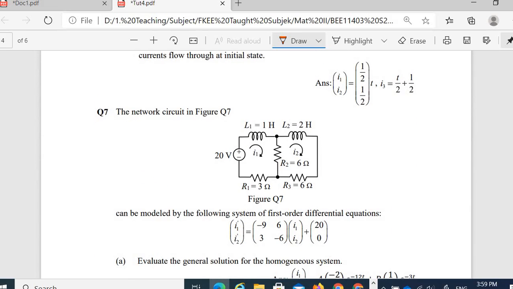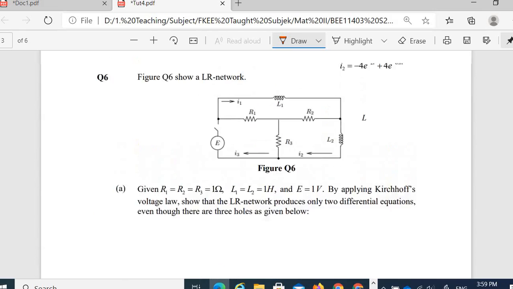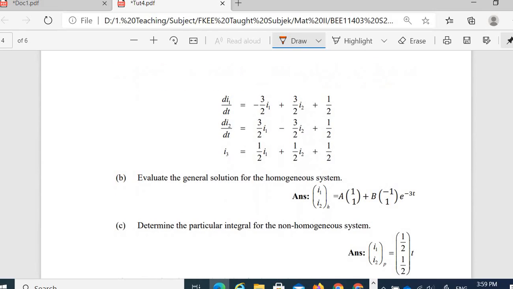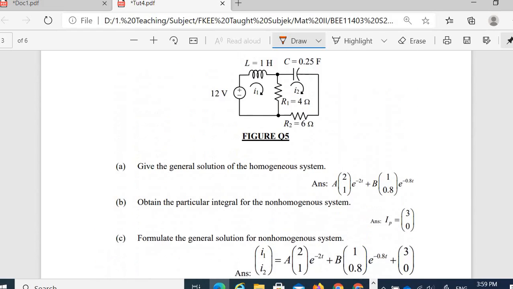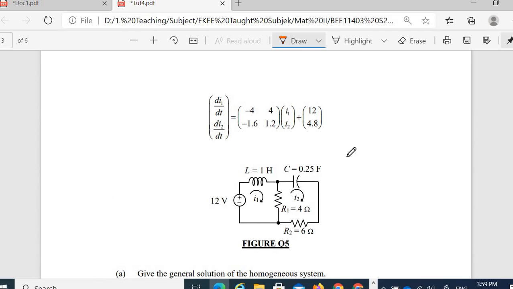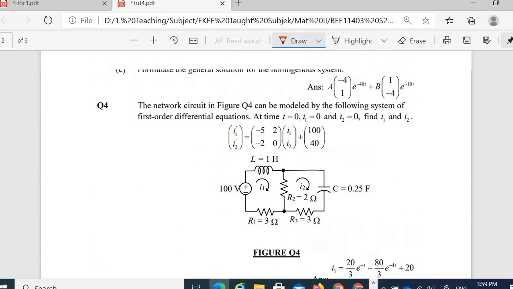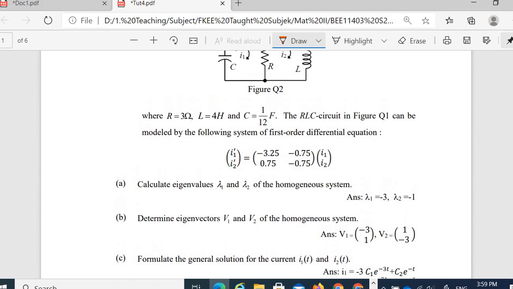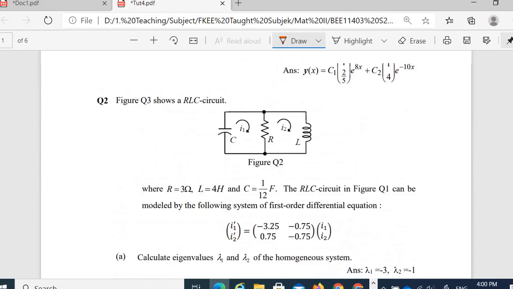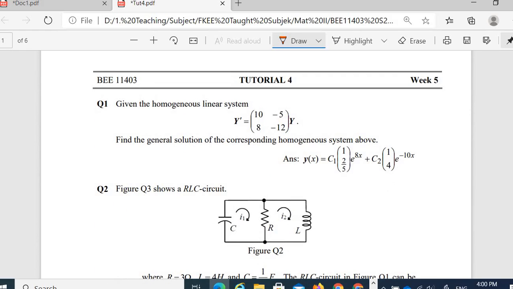Question 7 also, this is a constant term. This one also a constant term, but I think there is a clash, so it's multiplied by t. This one also a constant term. Question 4 also a constant term. This is a homogeneous system. This one is a homogeneous system.